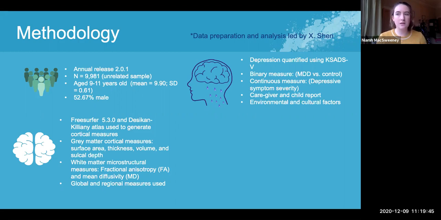And then we also wanted to look at depressive symptoms more broadly. So we used a continuous measure, and this was derived according to the DSM, and it consisted of mild, moderate, and severe depressive symptoms. We had caregiver and child reports of these symptoms, and we also included environmental and cultural factors.